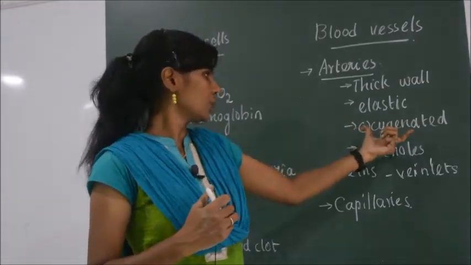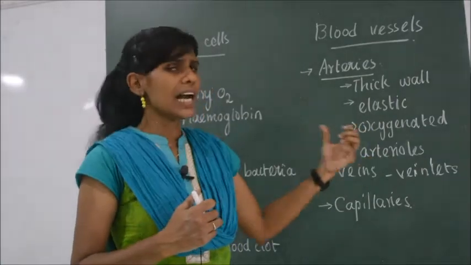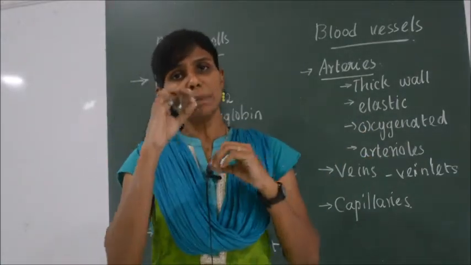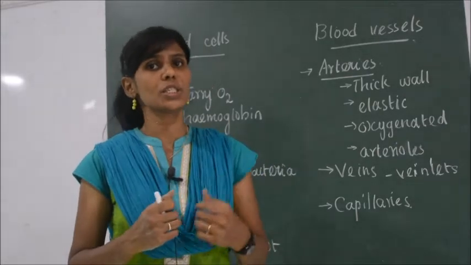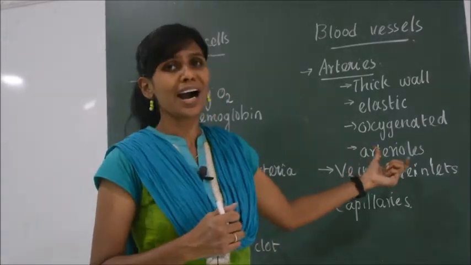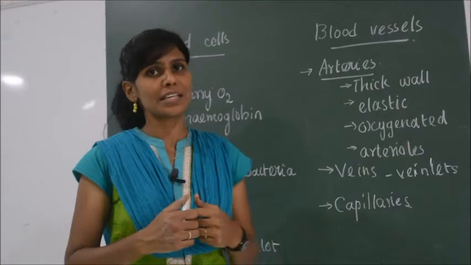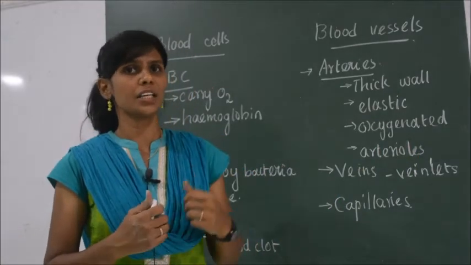And I told you already, it carries oxygenated blood, and these arteries are further branched into smaller arteries, and those smaller branches are called by the term arterioles. So arteries are branched into arterioles.